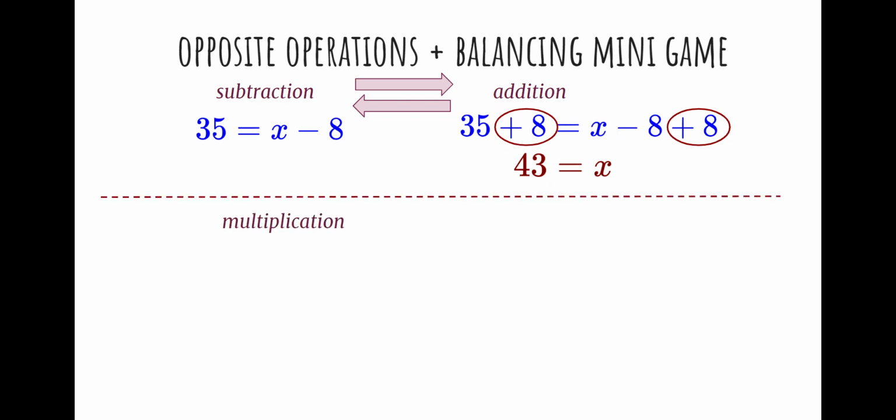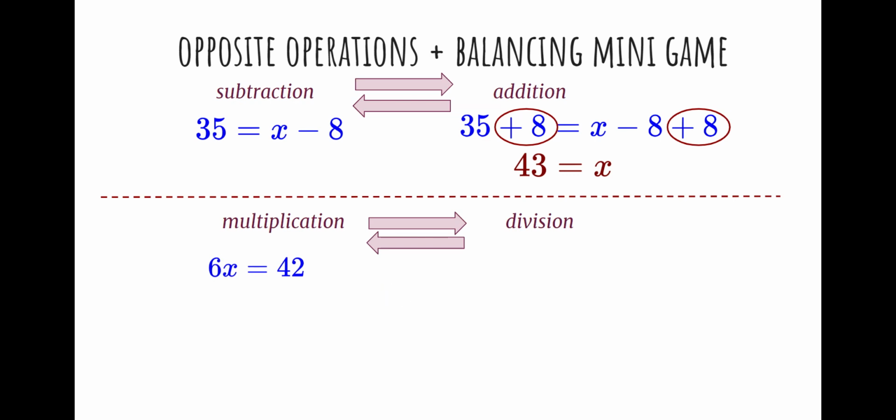Let's look at a different example. What is the opposite operation of multiplication? Well, if you said division, of course you're right. Division and multiplication are opposite operations. A division undoes what a multiplication does, and vice versa. So we use that to solve equations like this one.